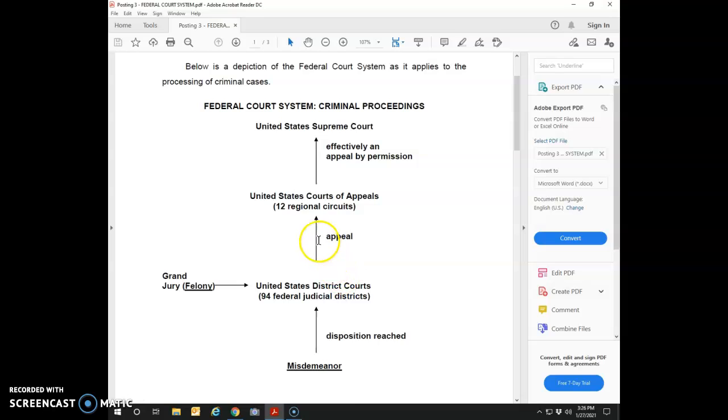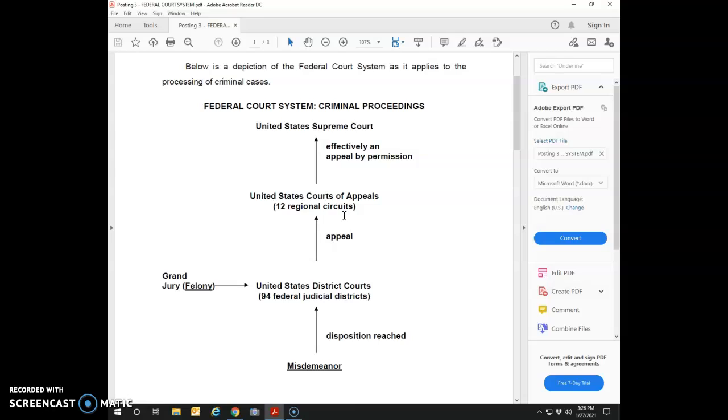If there's going to be an appeal, and we know there will be no appeal if it's a not guilty verdict, the appeal is taken to the U.S. Court of Appeals. There's 12 regional circuits in the U.S. In Western New York, we are in the Second Circuit Court of Appeals, which is headquartered in New York City.